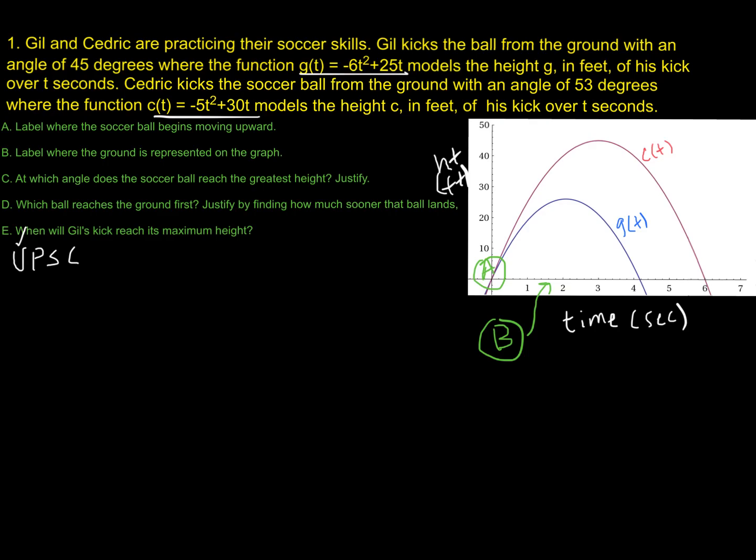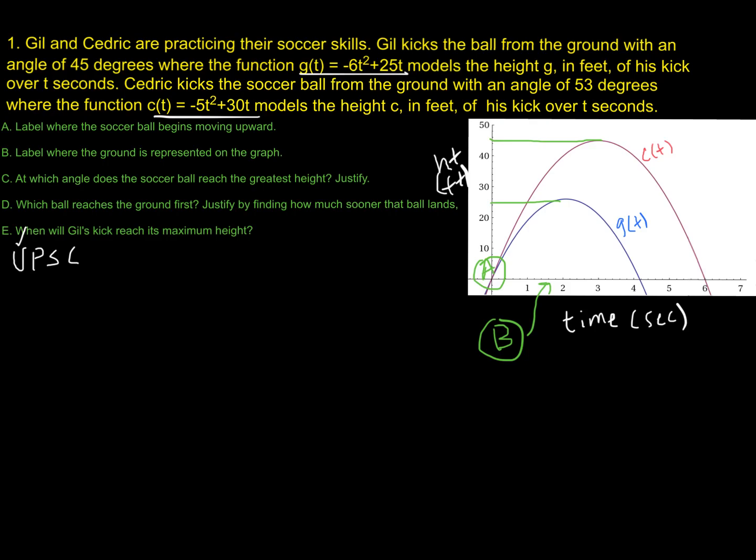All right, C, at which angle does the soccer ball reach the greatest height? And we want to justify here. So what we're trying to figure out is which soccer ball goes higher. And just by looking at our graph, it's very clear that Cedric's ball is going to reach a higher point than Gil's. And we can justify this just by looking at the graph, right? There's really a large discrepancy between the two. What we do want to think about is how we might actually find the height, and we're going to get to that one in letter E. But for now, we can think about justifying just by mentioning the graph here.